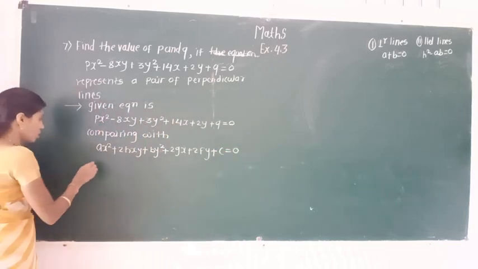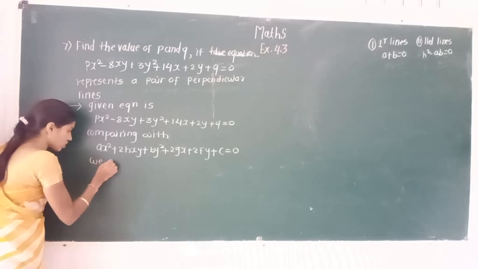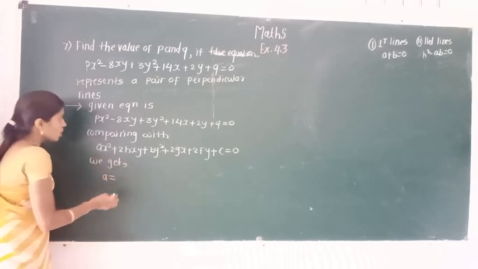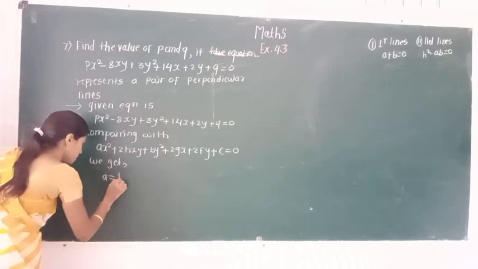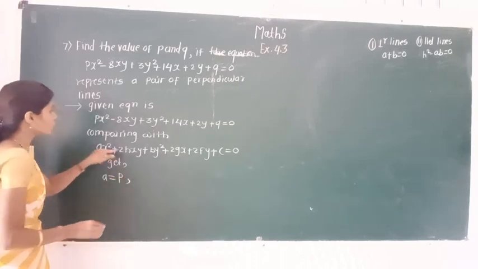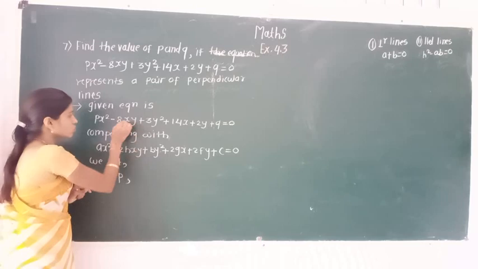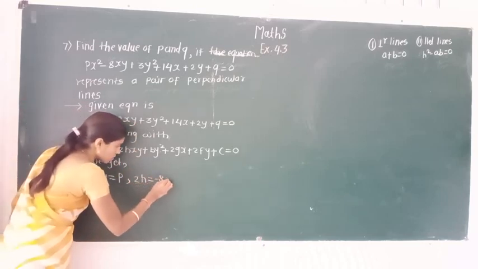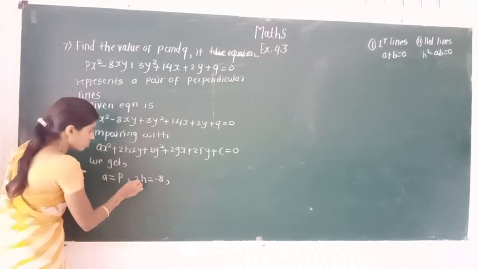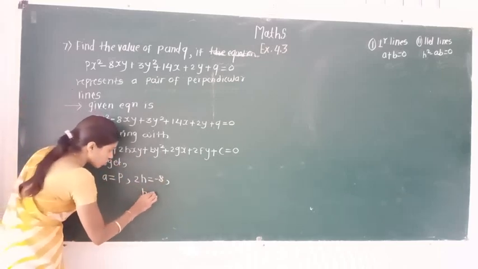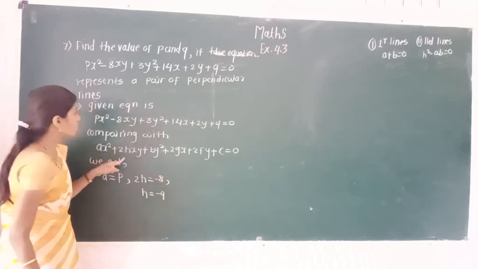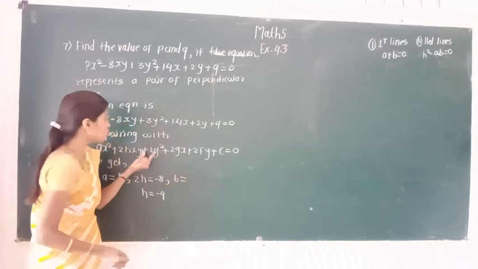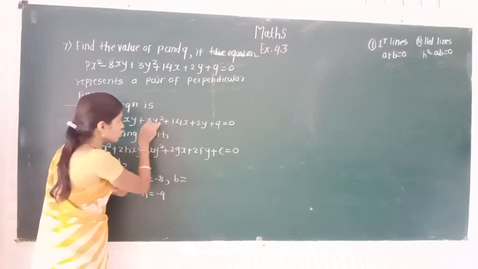Okay, now after comparing these two equations we get the value of a. Value of a is here p. Now the value of 2h. 2h is the coefficient of xy. So take 2h is equal to minus a. Then simplifying this we get the value of h is here minus 4. Now the value of b. b is the coefficient of y square. Y square coefficient is here 3.